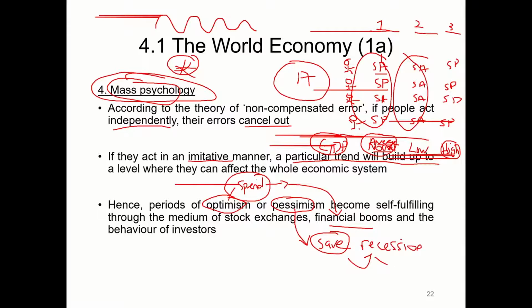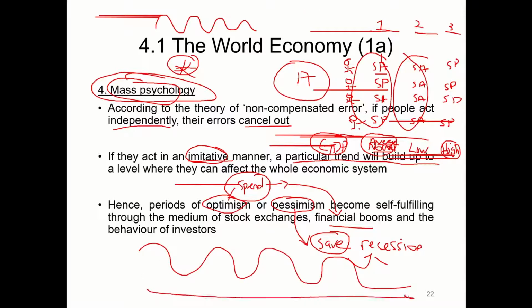Okay, and that's very normal in reality. Our decisions are often influenced by each other. If we see other people are saving, we will also save. If we see everyone is spending, we will also spend. Right? So we act in an imitative manner, and as a result, it creates a very cyclical kind of business cycle.